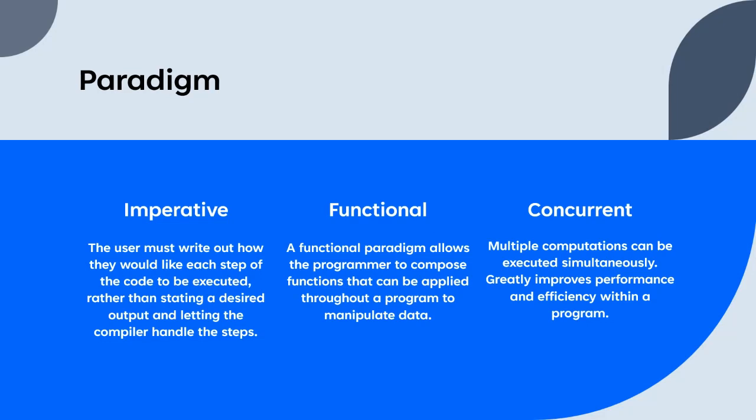Concurrent paradigms mean multiple computations can be executed simultaneously, which greatly improves performance and efficiency within a program. Also known as multi-threading, tasks are broken down into smaller executions called threads and can run all at one time. This brings many advantages and challenges as well, such as managing shared resources, thread safety, communication, and synchronization.